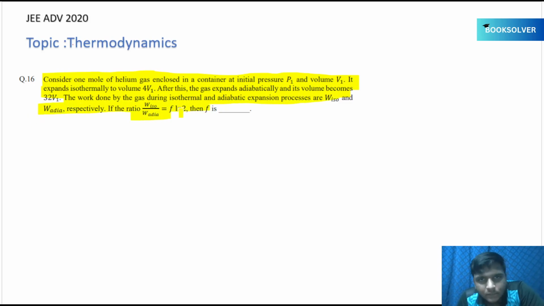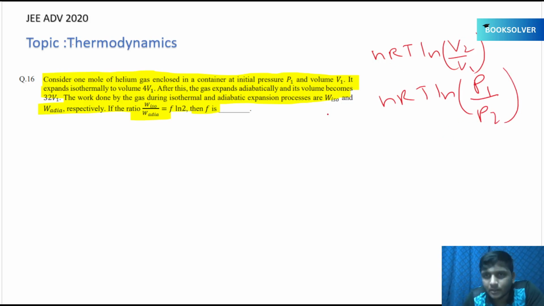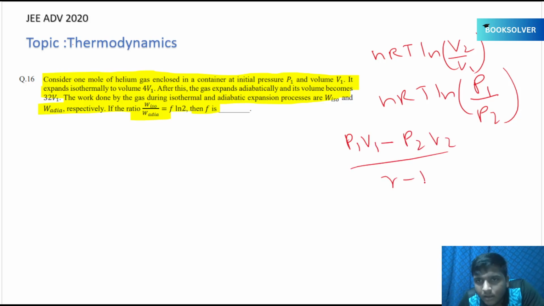Okay, so it's a very formula-based question, and you must remember some concepts. For isothermal work, we write it as nRT ln of V2 by V1, or nRT ln of P1 by P2. These two formulas can be used for the isothermal work done. For work done in an adiabatic process, we write it as (P1 V1 minus P2 V2) by (gamma minus 1), where there is also a relation, that is PV^gamma is equal to constant. We can write it as K.